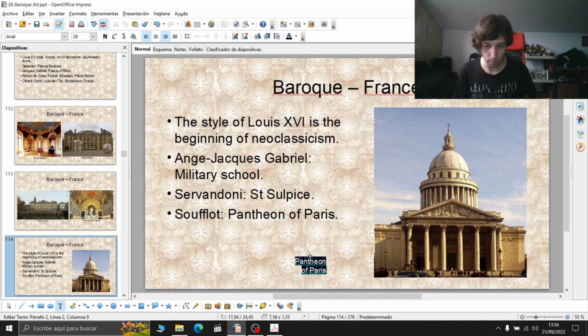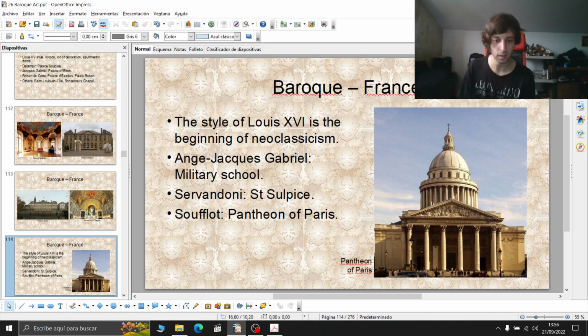This is the Pantheon of Paris. The style of Louis XVI is the beginning of neoclassicism. Ange-Jacques Gabriel with the military school, Servandoni with Saint-Sulpice, and Soufflot with the Pantheon of Paris.